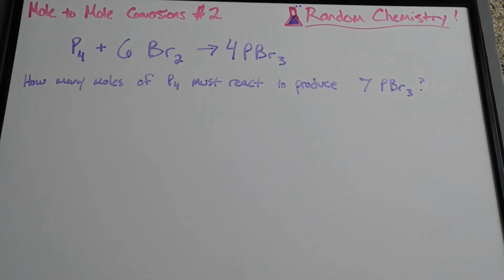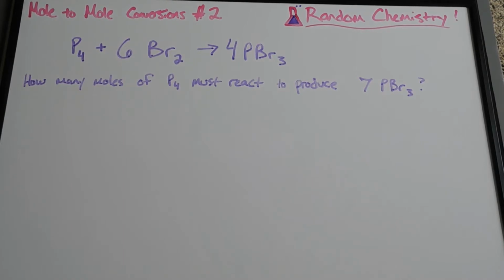In this video, we're going to continue practicing mole-to-mole conversions, and we're going to start with this equation right here. P4 reacts with 6Br2 to yield 4PBr3. And the question is, how many moles of P4 must react to produce 7 moles of PBr3?